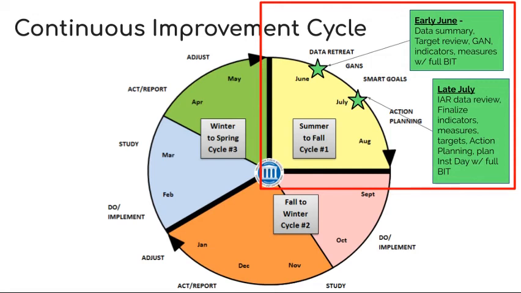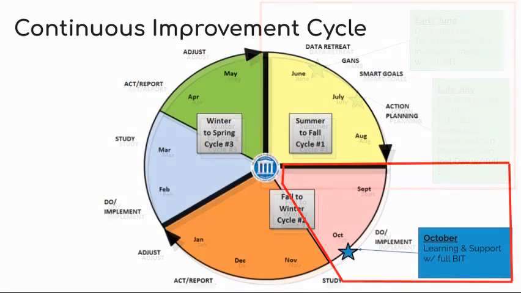So, the first piece of this pie is the yellow portion. This is from summer to fall, cycle one. This is where you're going to look at your data summary, review your targets, your greatest area of need, indicators, and measures that were set on your SMART tree from the previous year. Then in late July, you should have your IAR data. We can finalize our indicators, measures, targets, and begin to action plan. So what actions will we take to make sure that we are impacting student outcomes?